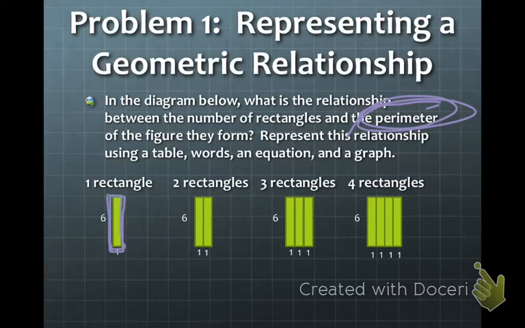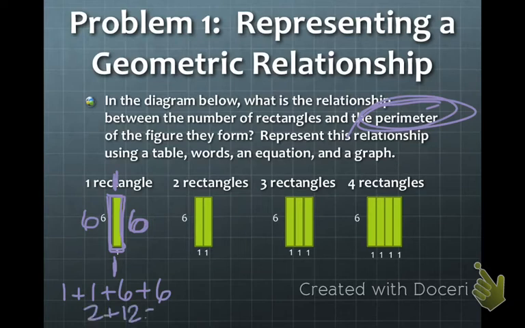So we have to count up. If it's 6 on this side and 1 on this side, what can we assume on the opposites? Well, since it's a rectangle, this is also 1 and this is also 6. So to find the perimeter, we say 1 plus 1 plus 6 plus 6, which is 2 plus 12, which is 14. So our perimeter for that one is 14.